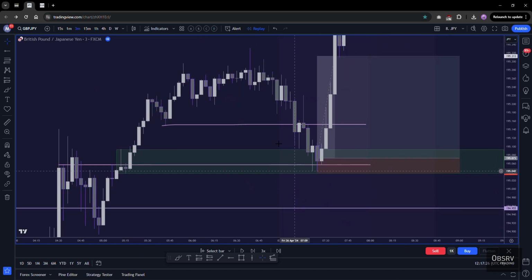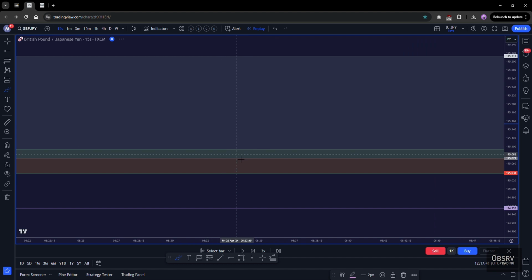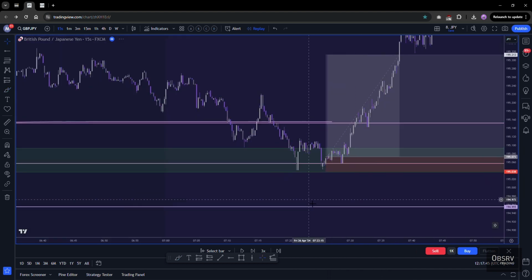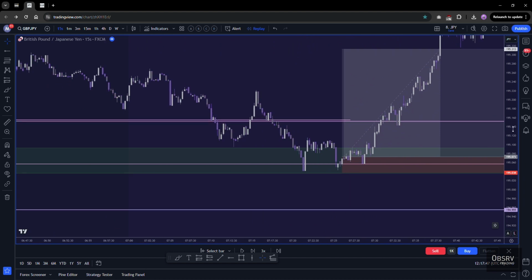So it was at this point where the seller got introduced, because that was the most recent buyer. He got taken out and sell came in. And then when price came down, I dropped down to the 15-second, and that's where I was looking for the rollover. And that's where I took my entry.